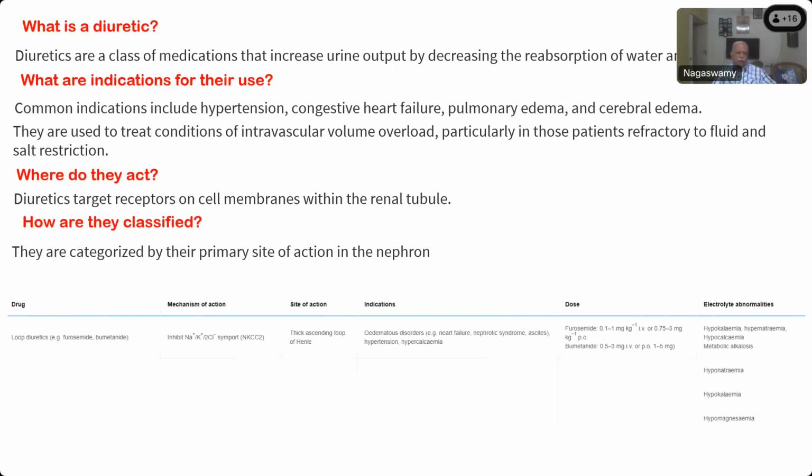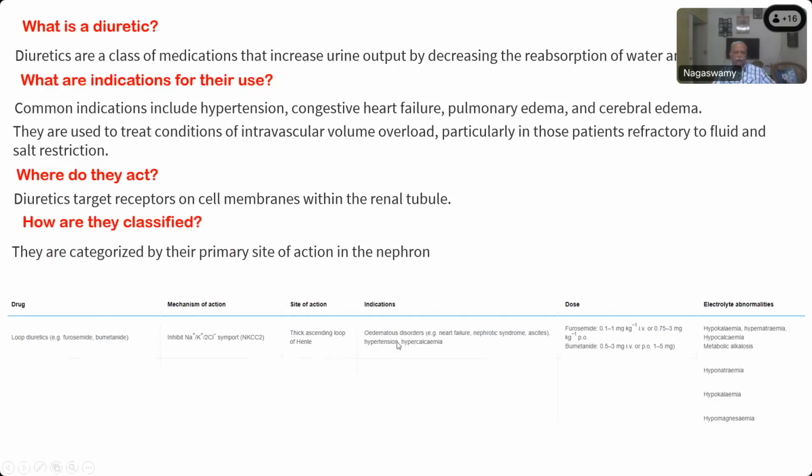Loop diuretics are a commonly used one. Examples are furosemide and bumetanide. Their mechanism of action is that they inhibit the sodium-potassium-2-chloride importer. Where is this present? It is present in the thick ascending loop of Henle. That is why it is called a loop diuretic, because it is acting on the thick ascending loop of Henle.